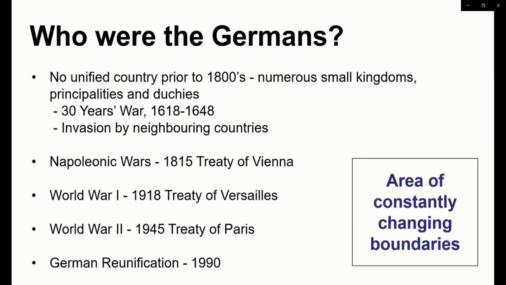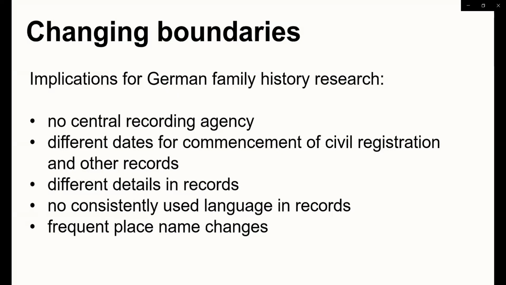Well, the implications for German family history research are that there's no central recording agency. There are different dates for commencement of civil registration of births, deaths, and marriages and other records. There will be different details in the records. There's often no consistently used language in the records. And you may need to deal with frequent place name changes.